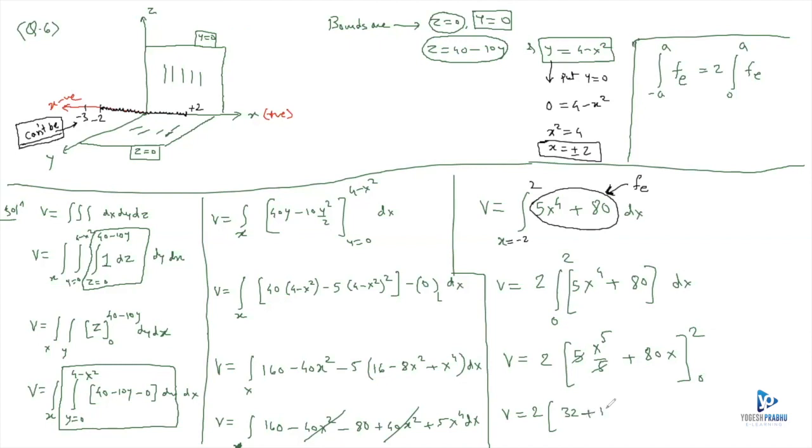Plus 80 times 2 is 160. Lower limit is 0. What is 32 and 160 sum together? It's 192. 192 times 2 is 384. Yeah. The answer is 256. So it means we made a mistake in solving, simplifying somewhere.